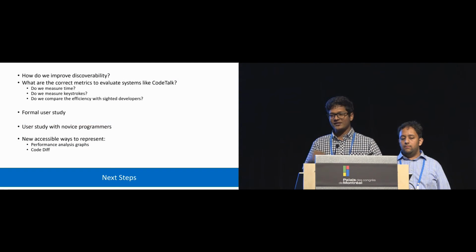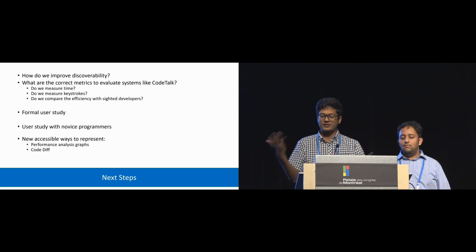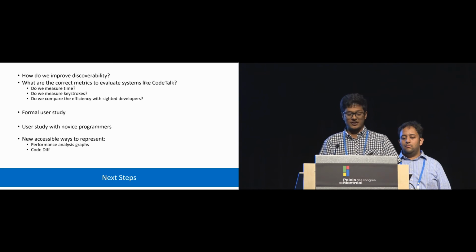So what are the next steps for CodeTalk? We haven't tackled the problem of discoverability yet, where we have to identify features which are more efficient for a particular task. We would like to do that. And what are the correct metrics to evaluate systems like CodeTalk? Sure, we have measured time and we saw an improvement in time, but do we measure time? Do we compare keystrokes? Do we compare the efficiency with other sighted developers? Not clear yet. We would like to figure out the correct metrics to evaluate systems like CodeTalk.